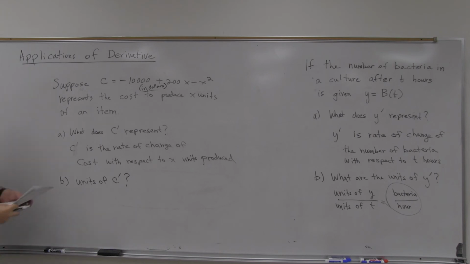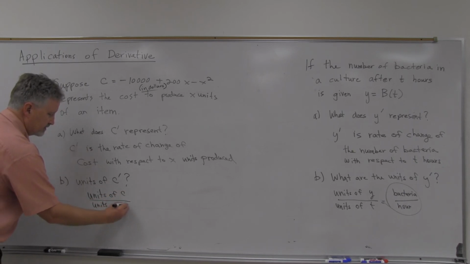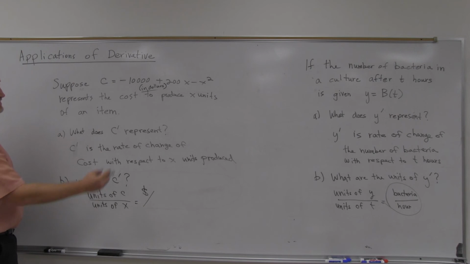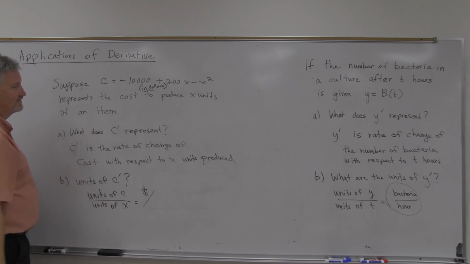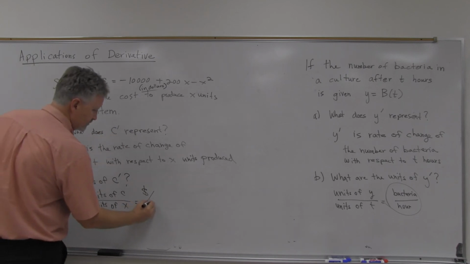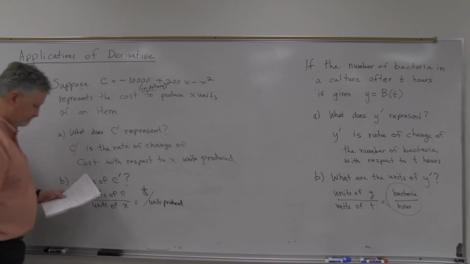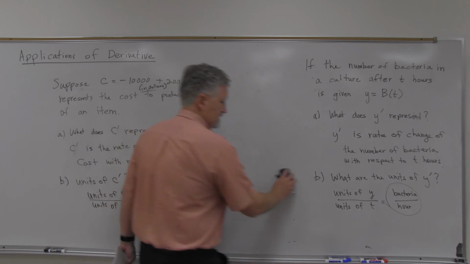And so the units of C prime will be the units of C divided by the units of x, the units of my derivative. So again, talking about dollars, and the units of x, well, x is units produced. So, dollars per unit produced. All right, now here, is that okay? Okay.